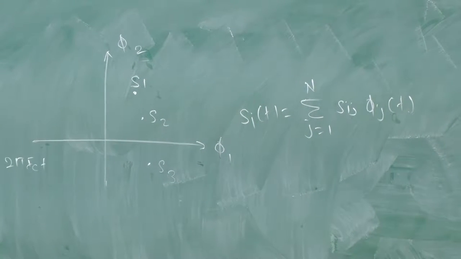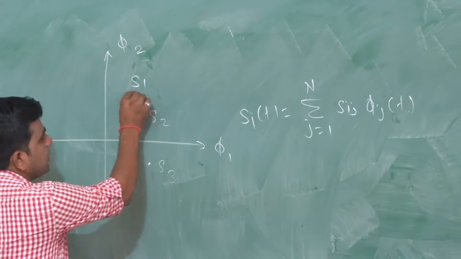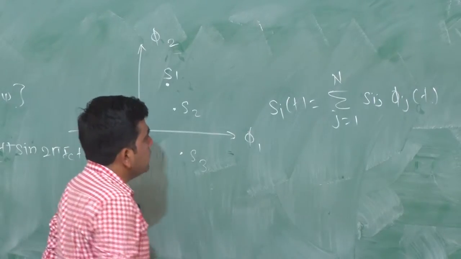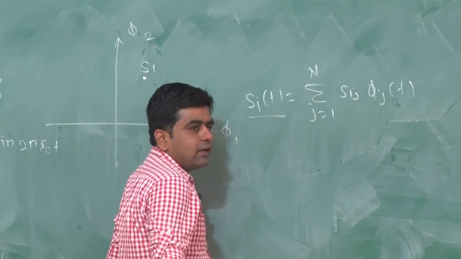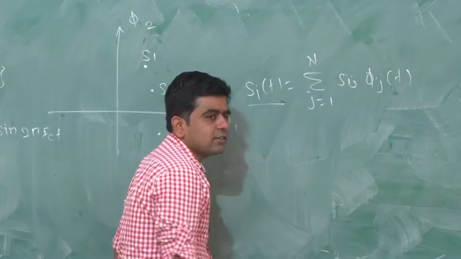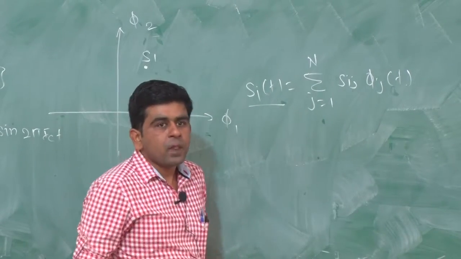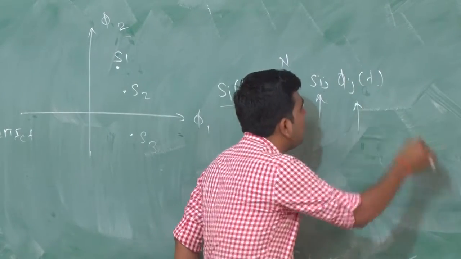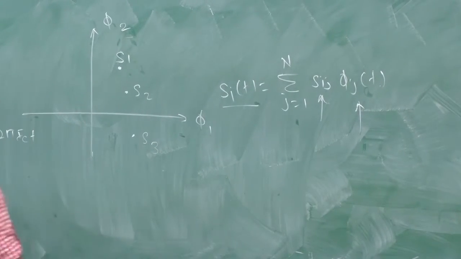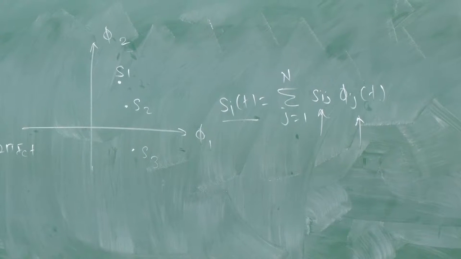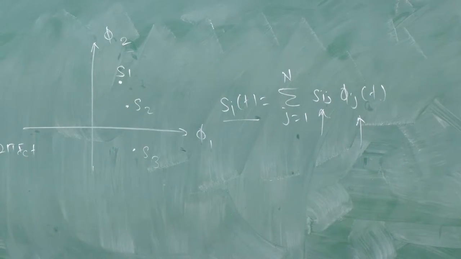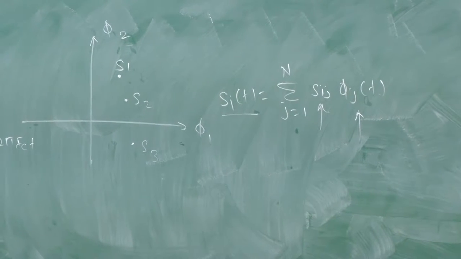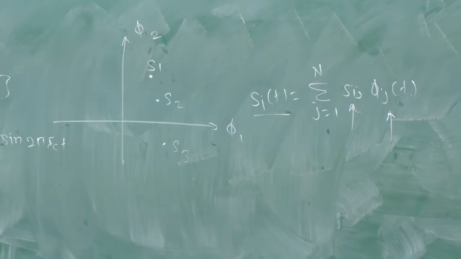In this example, we have considered three modulated signals S1, S2, S3. This total signal can be represented as Si of t, a summation of j equal to 1 to n, Sij, this is a coefficient, and this phi j of t is nothing but a basis function. So for these three signals, our job is to find out the basis functions. So we can represent every signal by using its basis functions.